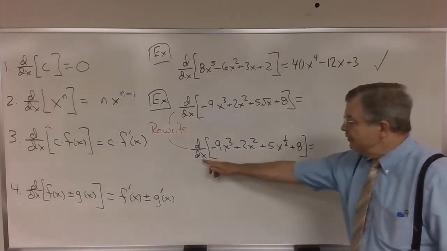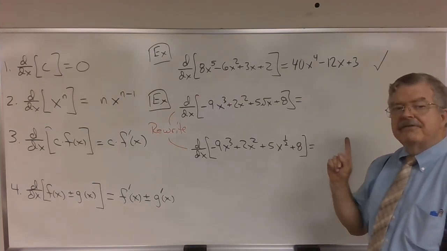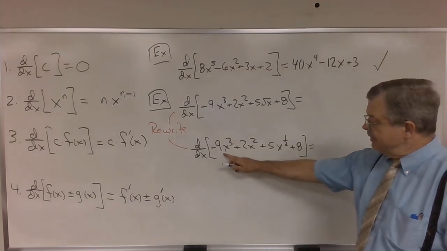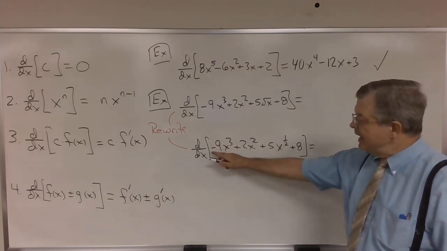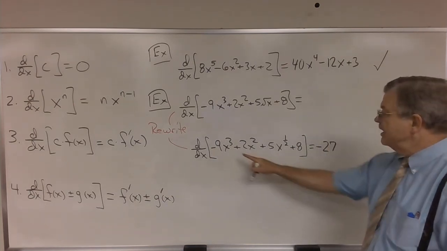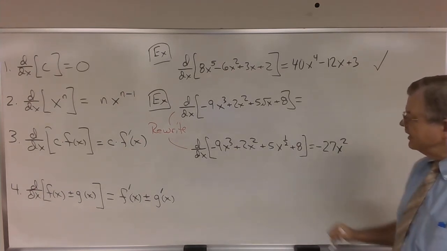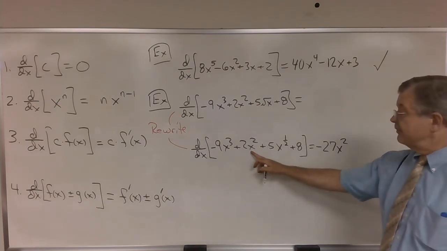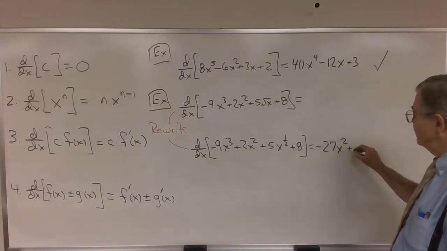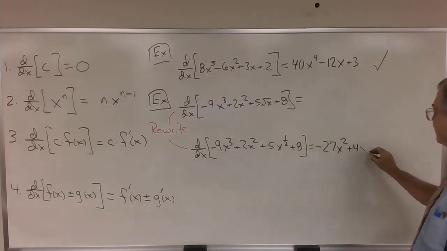Okay. Now I have my function in the form that I wanted it. And since it's the derivative of the sum or difference of functions, I can compute the derivative one term at a time. The derivative of the first term. Bring the exponent down, and we have 3 times negative 9 is negative 27. Subtract 1 from the exponent, x squared. Move on to the next term. Bring the exponent down front. We have 2 times 2 is 4. Subtract 1 from the exponent, so we have x to the first.